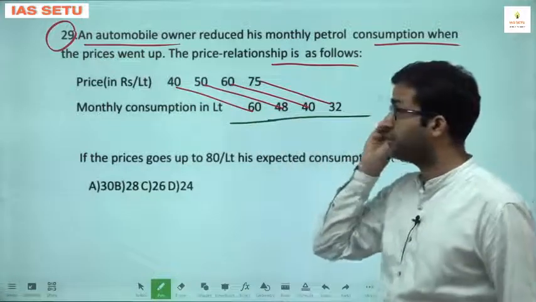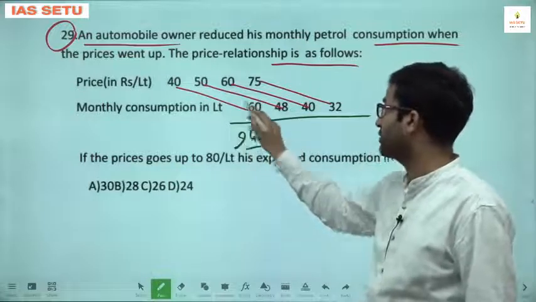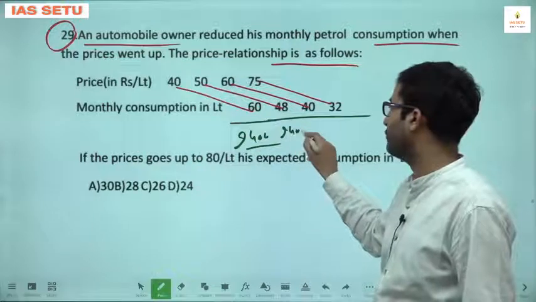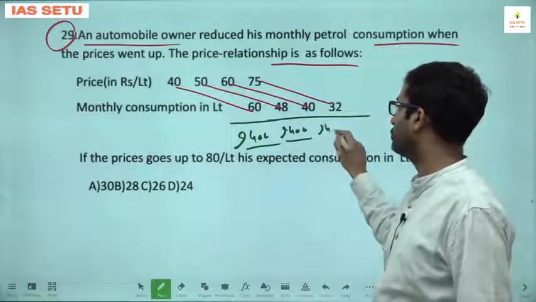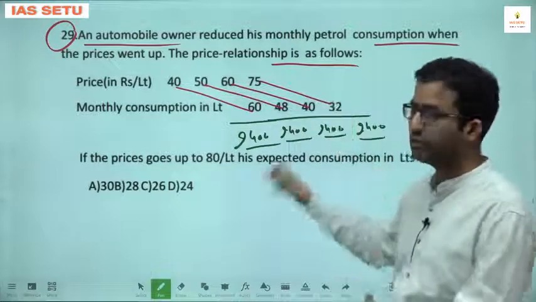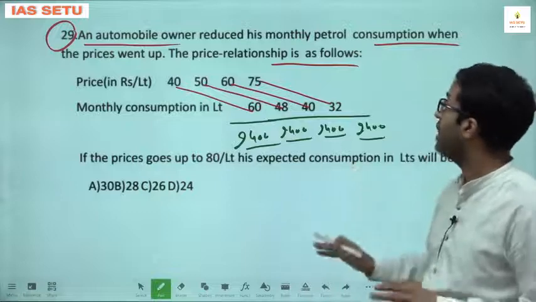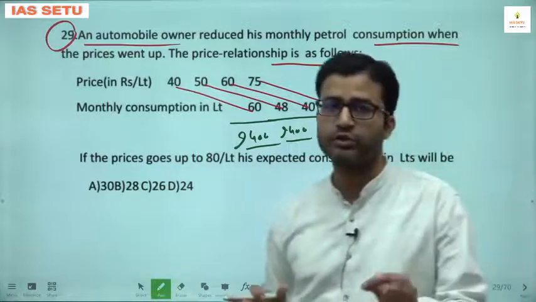40 into 60, price into consumption, tells the budget. So it is coming 2400 rupees. Even 50 into 48 is also 2400. 60 into 40 is also 2400. 75 into 32 is also 2400. You calculate, I'm doing this calculation a bit fast. So it means this guy has fixed a monthly budget on petrol of 2400.